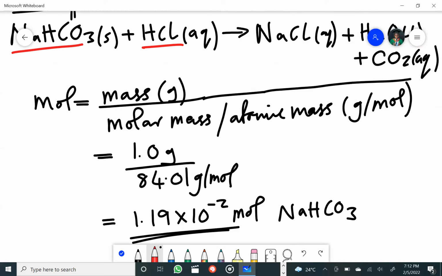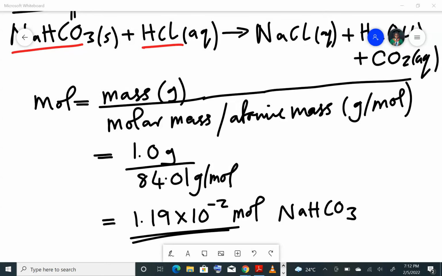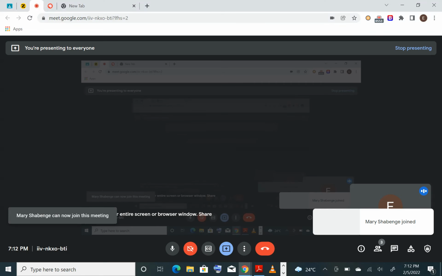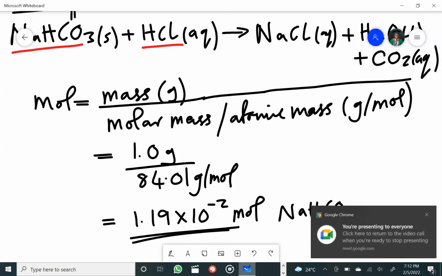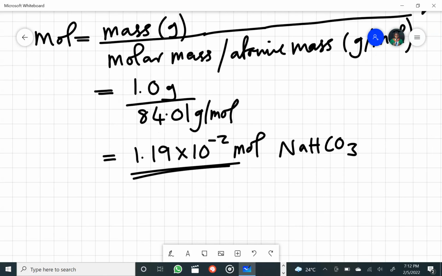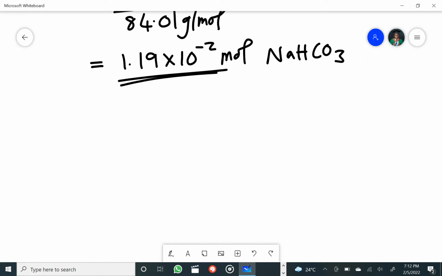So since the ratio is 1 to 1, let's now figure out the moles of hydrochloric acid. Again, since the ratio is 1 to 1, we even know that the moles are going to be the same, isn't it? But we just need to show our working.